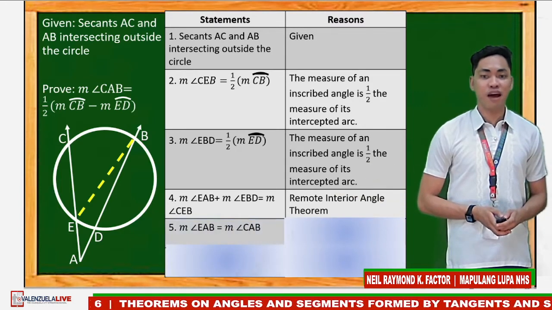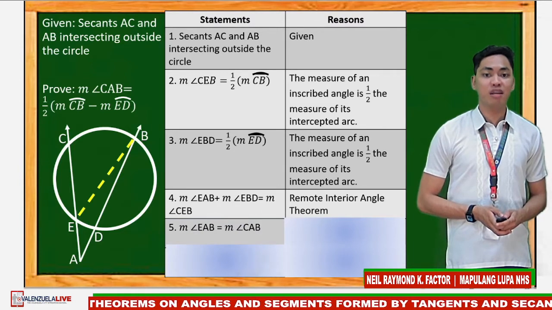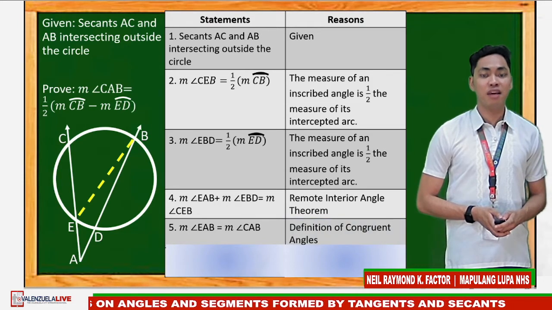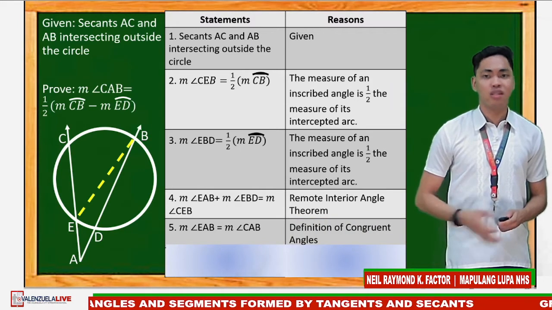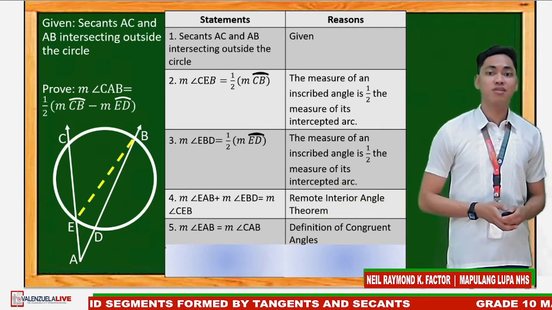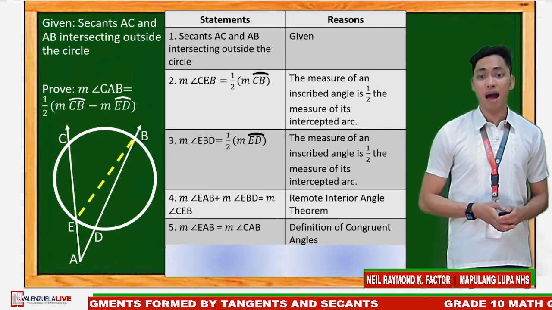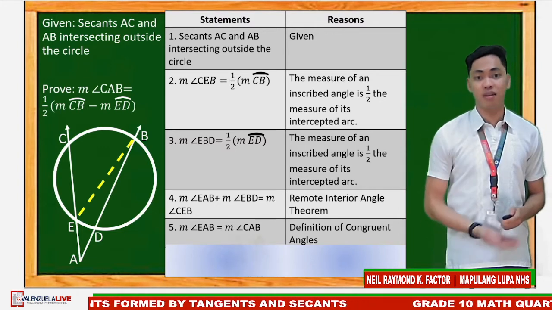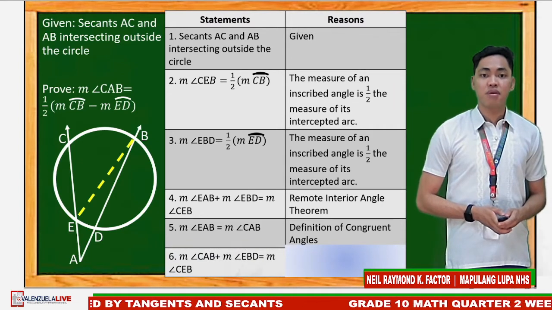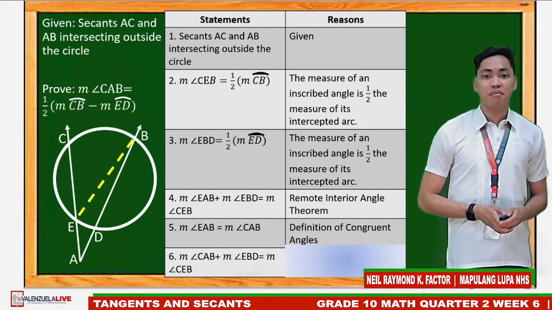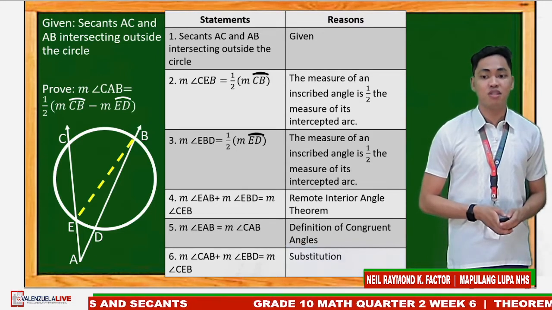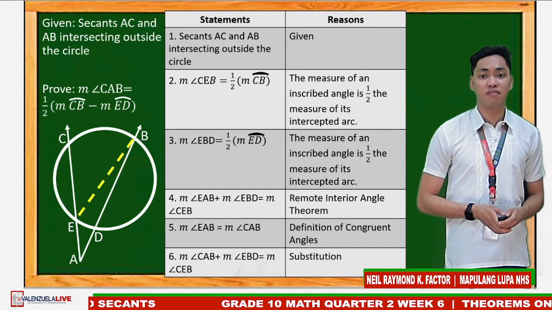Statement number 5. The measure of angle EAB is equal to the measure of angle CAB. This is by the definition of congruent angles. As you can see on the figure, angle EAB and angle CAB pertain to the same angle. They are basically the same angle, so therefore they are congruent. Statement number 6. Measure of angle CAB plus measure of angle EBD is equal to the measure of angle CEB. This is by substitution from numbers 4 and 5.